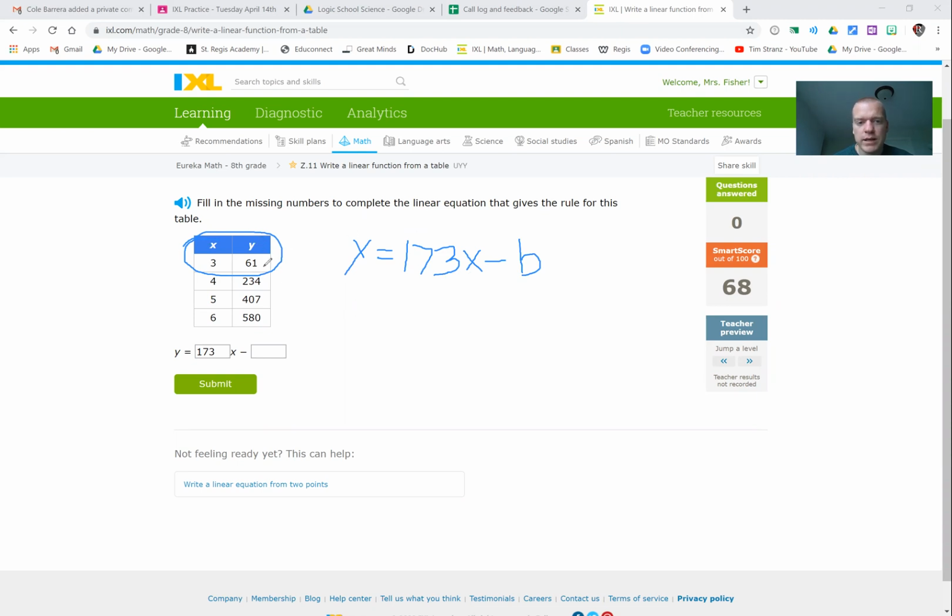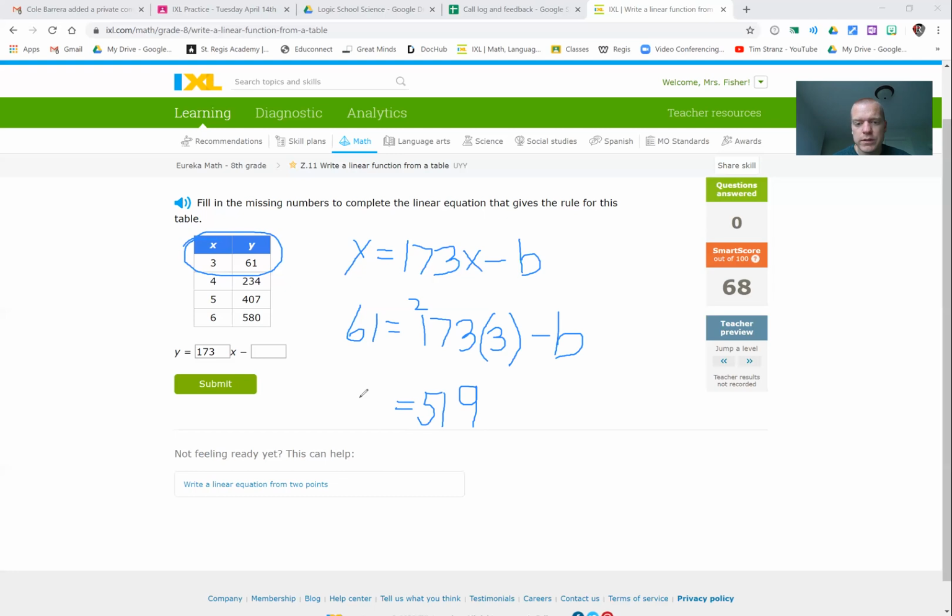So it's telling me y is 61. So it's going to be 61 equals 173 times your x, which is right here, 3, minus b. Okay, so 173 times 3 gives you, so 3 times 3 is 9. 3 times 7 is 21. Add your 2 up here. That's 3, 4, 5. So 519.